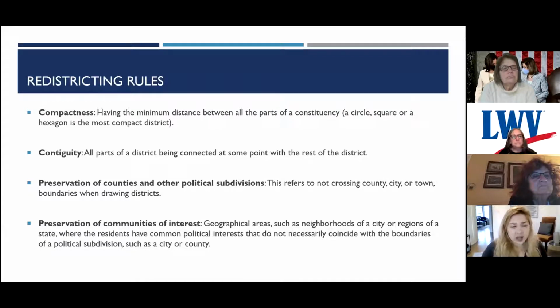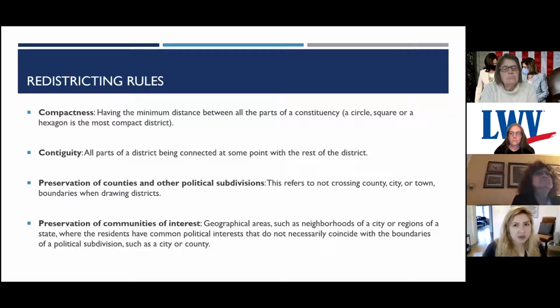Contiguity, as I have understood it, is that if I'm drawing my district on a piece of paper, I never want my pen to lift up. I never want to circle an area here and lift up my pen and circle an area there, and that's my district. That's not okay. Preservation of counties and other political subdivisions, that one's a little more straightforward. Essentially, we don't want to split up counties, cities, or towns whenever possible.